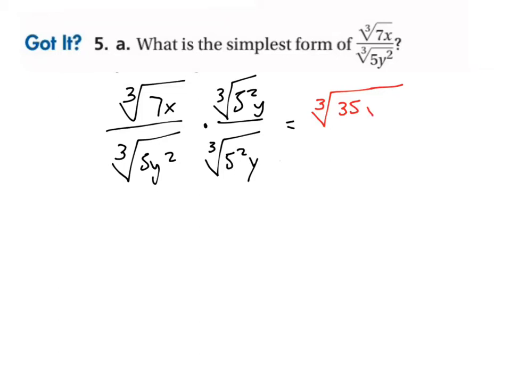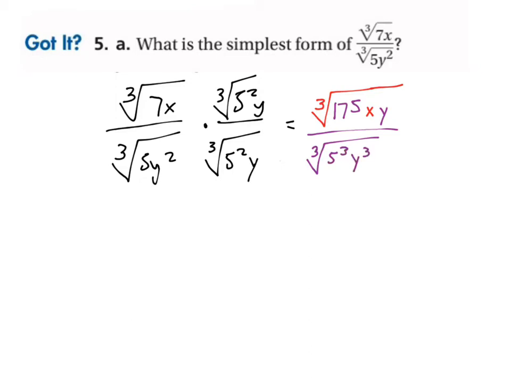So that's the cube root of 35. Actually, not 35. That's 5 squared, so 5 squared would be 25. So 25 times 7, that's 175. Then we've got x, and then we've got y. Over, in this case, we've got the cube root of 5 to the third, y to the third.